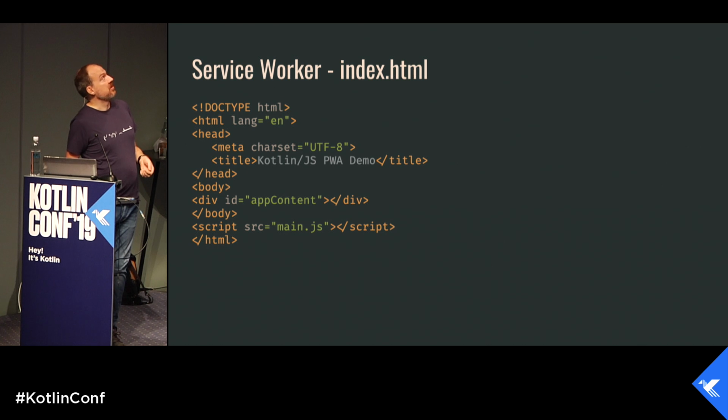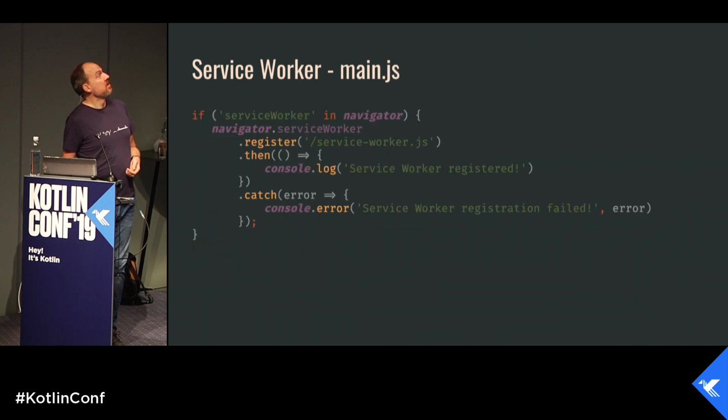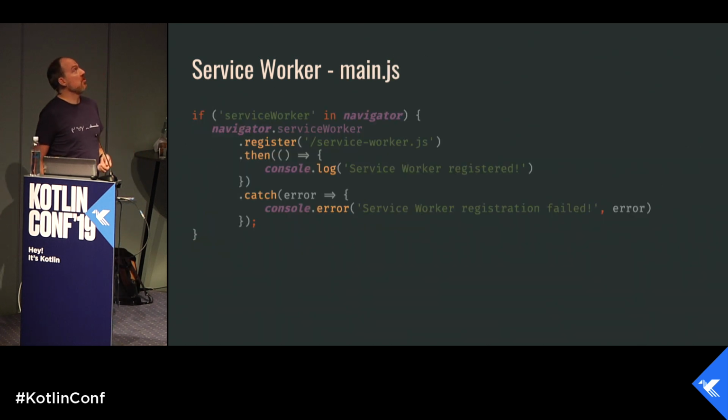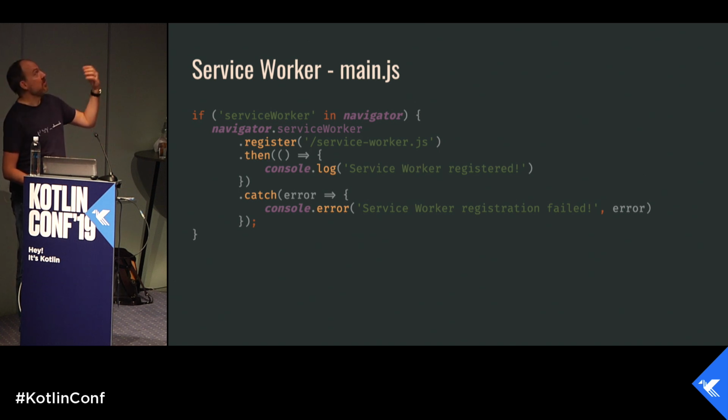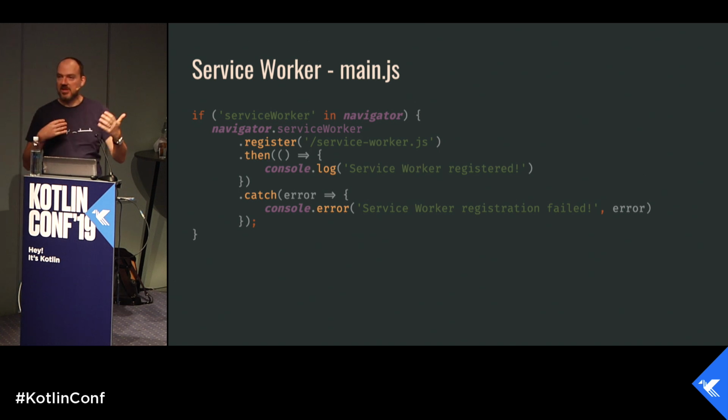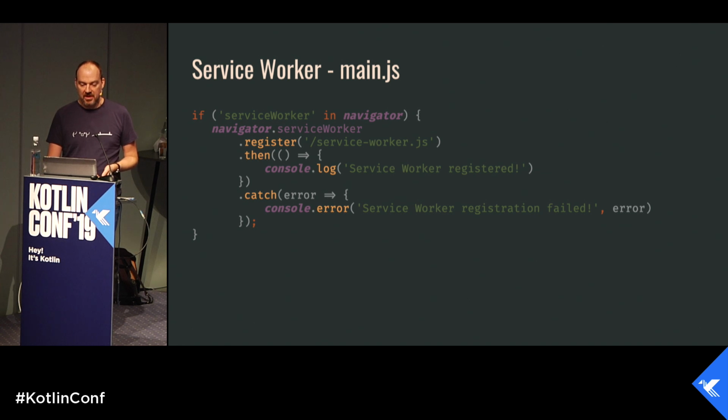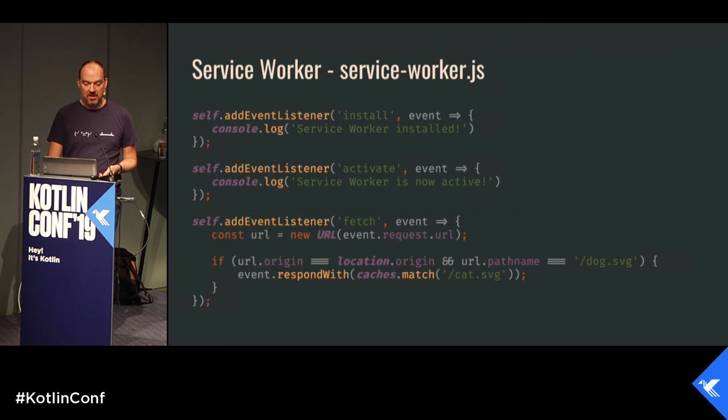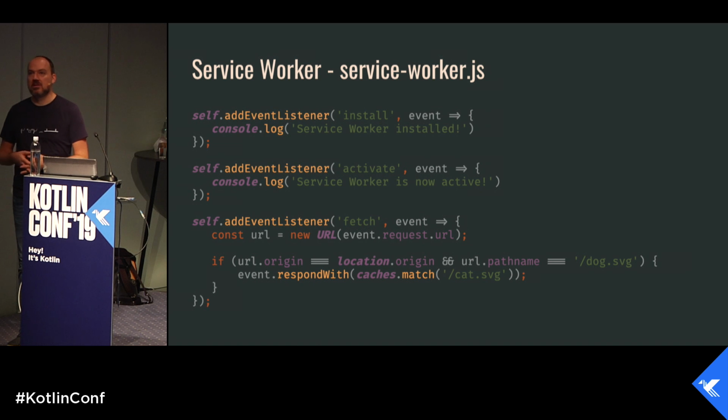So something like this, HTML. And then in our main.js, if we would write this in JavaScript, it would look like this. We call navigator.serviceWorker.register, and we pass in the URL to that service worker script. And then, because this is a promise, you do then or catch to see if everything worked out all right.